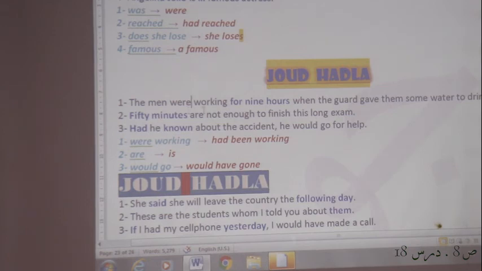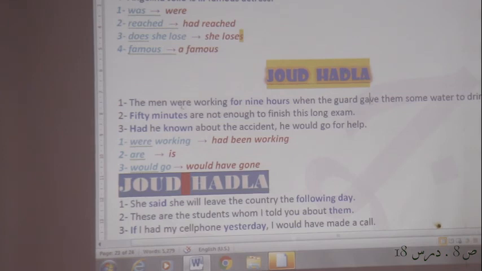Now, the men were working for 9 hours when the guard gave them some water to drink. The men were working for 9 hours. Pay attention to this duration of time, to this length of time, okay? It is a prolonged activity in the past. In this case, the men were working for 9 hours when the guard gave. So here I have the past simple form.